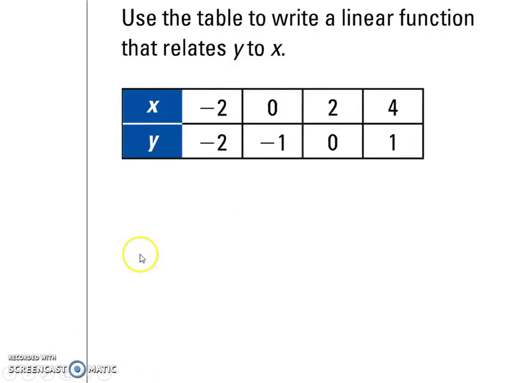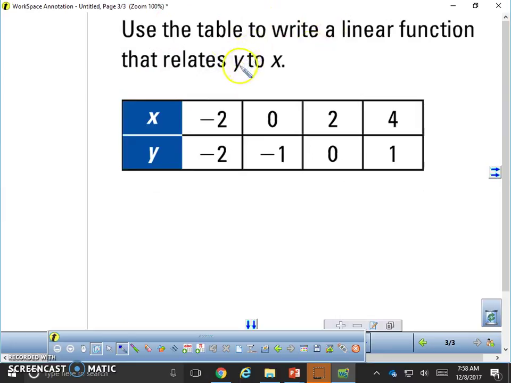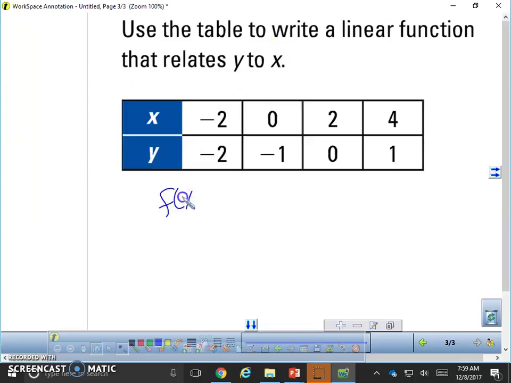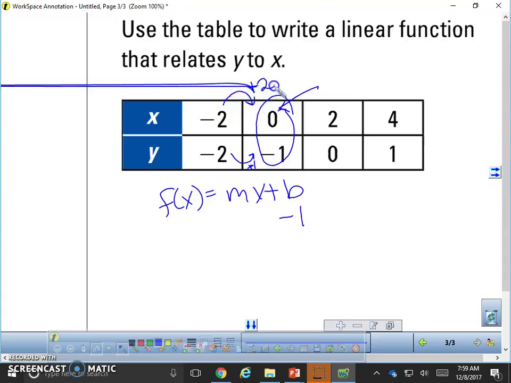Example 2. Use the table to write the function that relates y to x. So f of x equals mx plus b. Here's our y-intercept where x is 0. Our y-intercept lives there. Negative 1. Our change in y goes up 1 and right 2. Up 1, right 2.